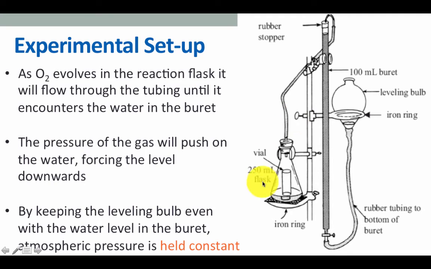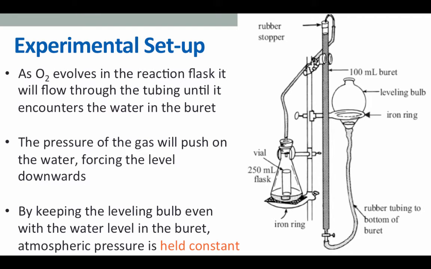Next, you will vigorously shake your Erlenmeyer flask so that your small vial of potassium permanganate solution will spill into your hydrogen peroxide. Then a rapid chemical reaction will occur and oxygen gas will evolve.